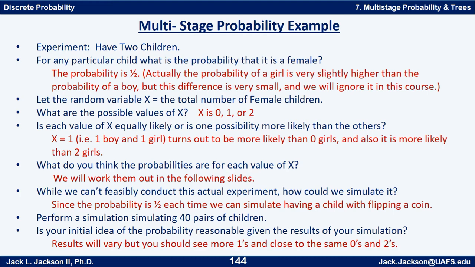And so hopefully if you've done this for 40 children, then you can come up with results. Now, your results will definitely vary from person to person. But you should see more 1s than 0s and 2s, and about the same number of 0s and 2s.